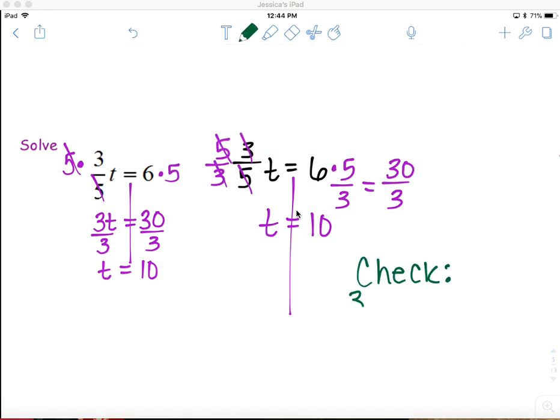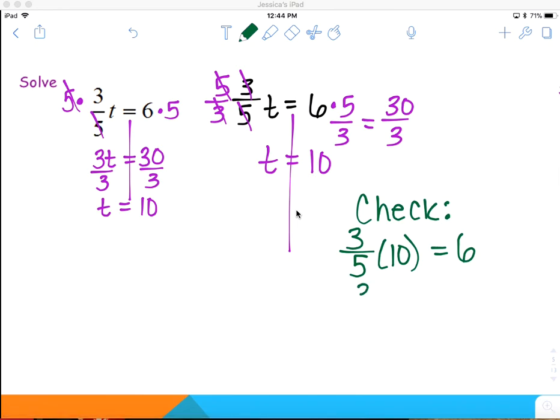If I plug in 10 for t, 10 is the same thing as 10 over 1. So 3 times 10 is 30. 5 times 1 is 5, and I know 30 divided by 5 is 6, so I did it correctly.